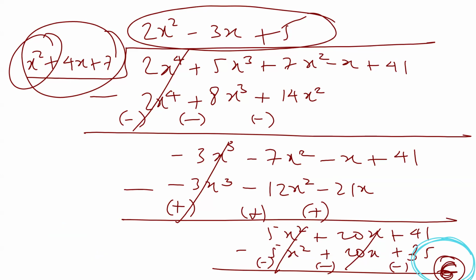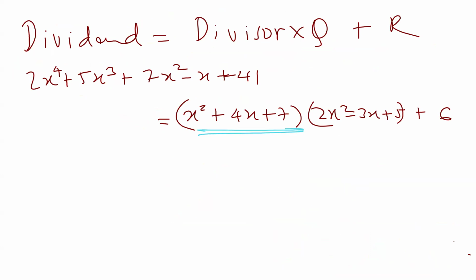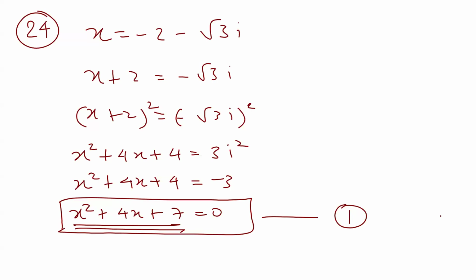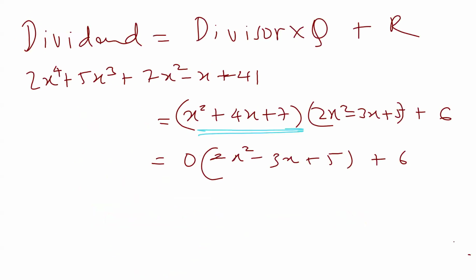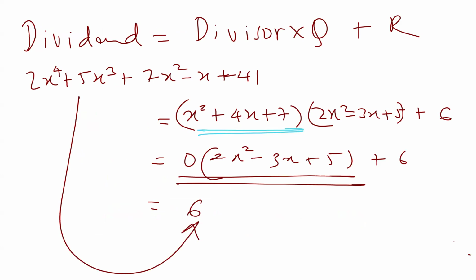Now this divisor value is equal to 0, which we have already written in the first slide. Why is this value 0? See, the divisor is 0. So this will be 0 into this entire bracket, that is 0, plus 6, which is equal to 6. So the answer of this is 6. I hope you understood the problem.